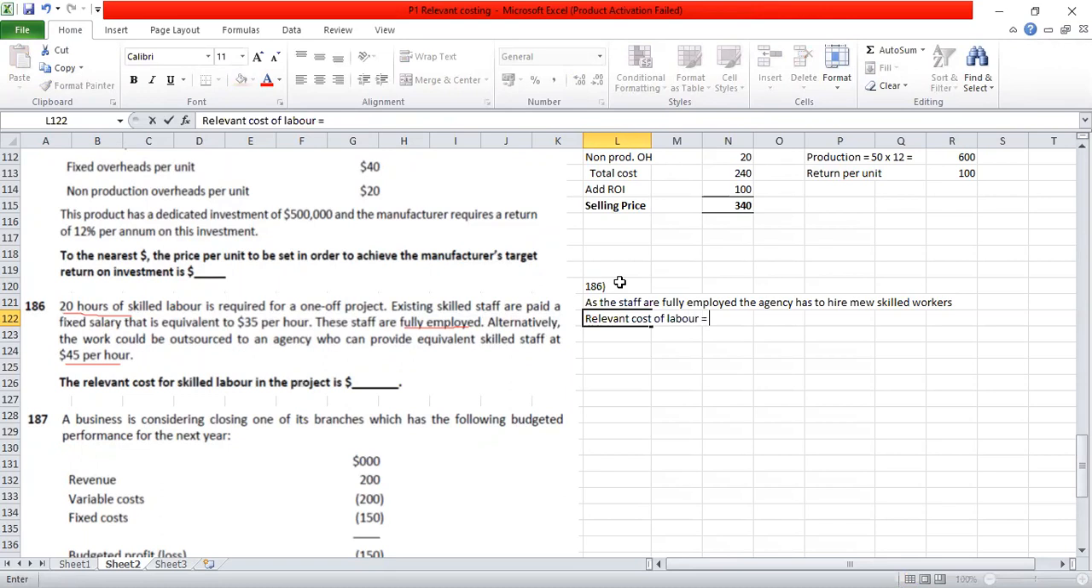Relevant cost of labor is equal to the requirement of 20 hours into the equivalent cost of 45 per hour. So here it would be 20 into 45, which is 900.